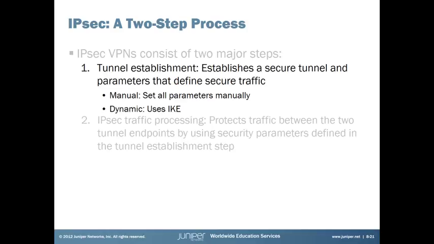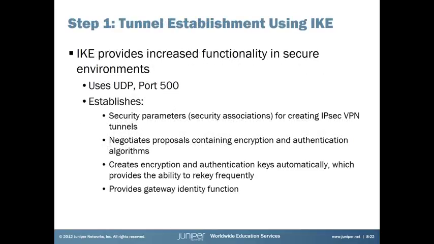So tunnel establishment establishes a secure tunnel that defines the traffic, and the IKE process here provides increased functionality in secure environments. It uses UDP, port 500. We're going to set up our security parameters using this phase. So we're setting up what's known as security associations. We're going to use these parameters in our second step when we go and create our IPsec tunnel. It negotiates what's called proposals containing encryption and authentication algorithms.